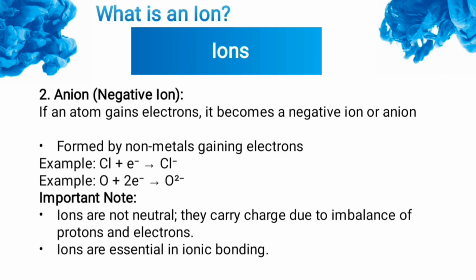Now, the second type is anions or negative ions. If an atom gains electrons, it becomes a negative ion or anion. It is formed by non-metals gaining electrons. For example, when chlorine accepts one electron, it forms a chloride ion. Similarly, when oxygen gains two electrons, it forms O2 minus.